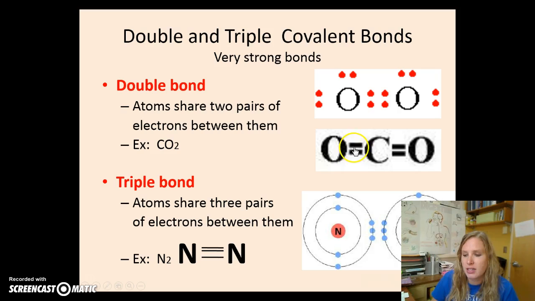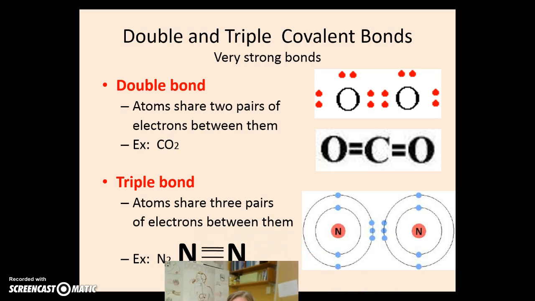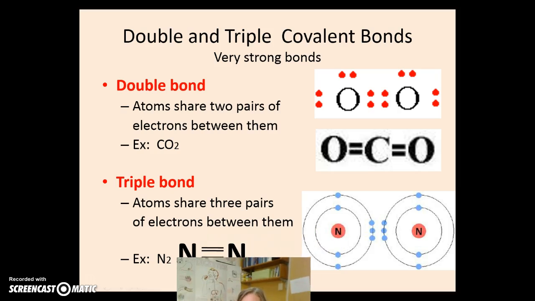Here you can see this is carbon dioxide, and you can see the carbon double bonded to the oxygen molecules. Here, if I move this over, you can actually see that nitrogen is triple bonded with the other nitrogen. So that means it shares 3 pairs or 6 electrons total between them.